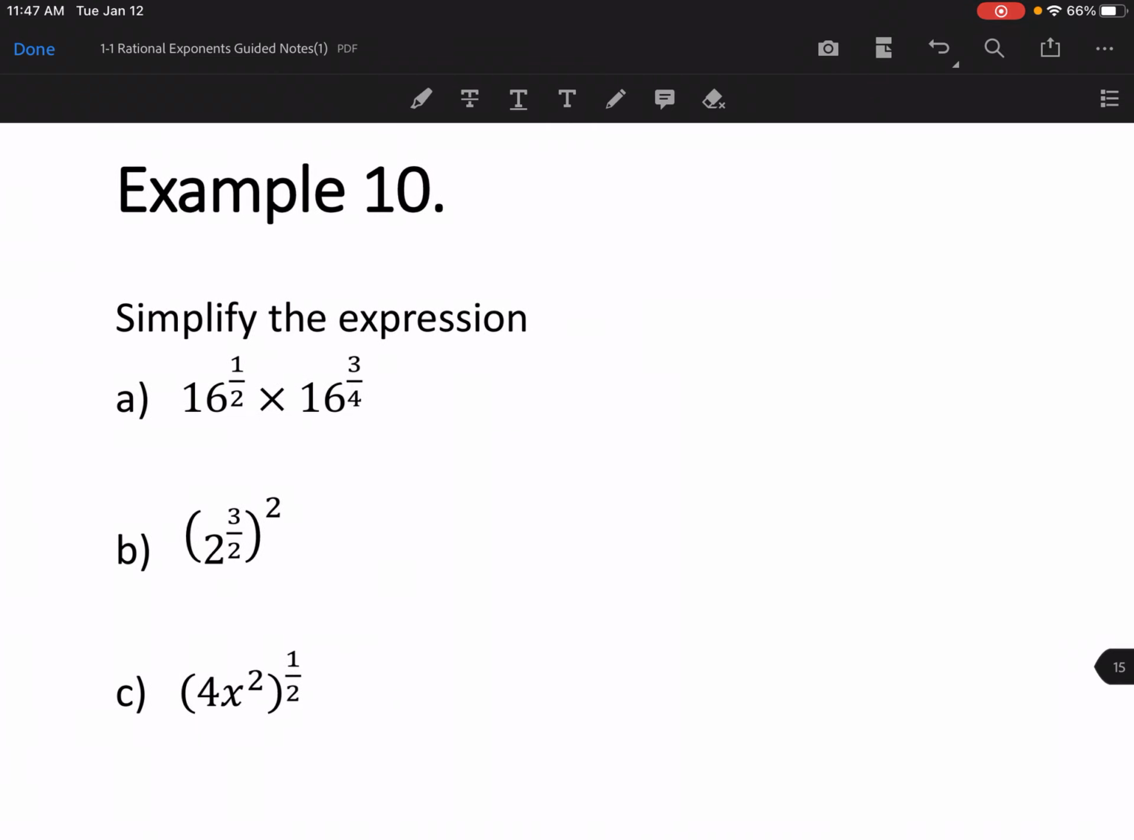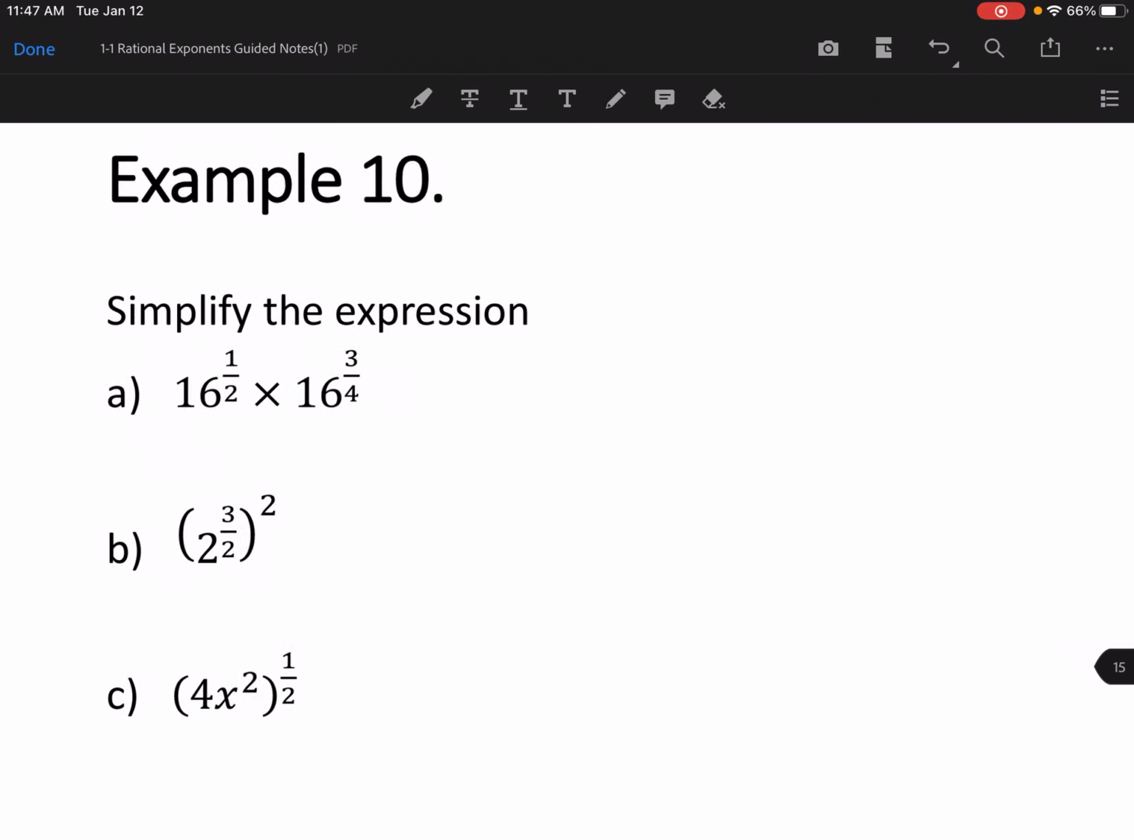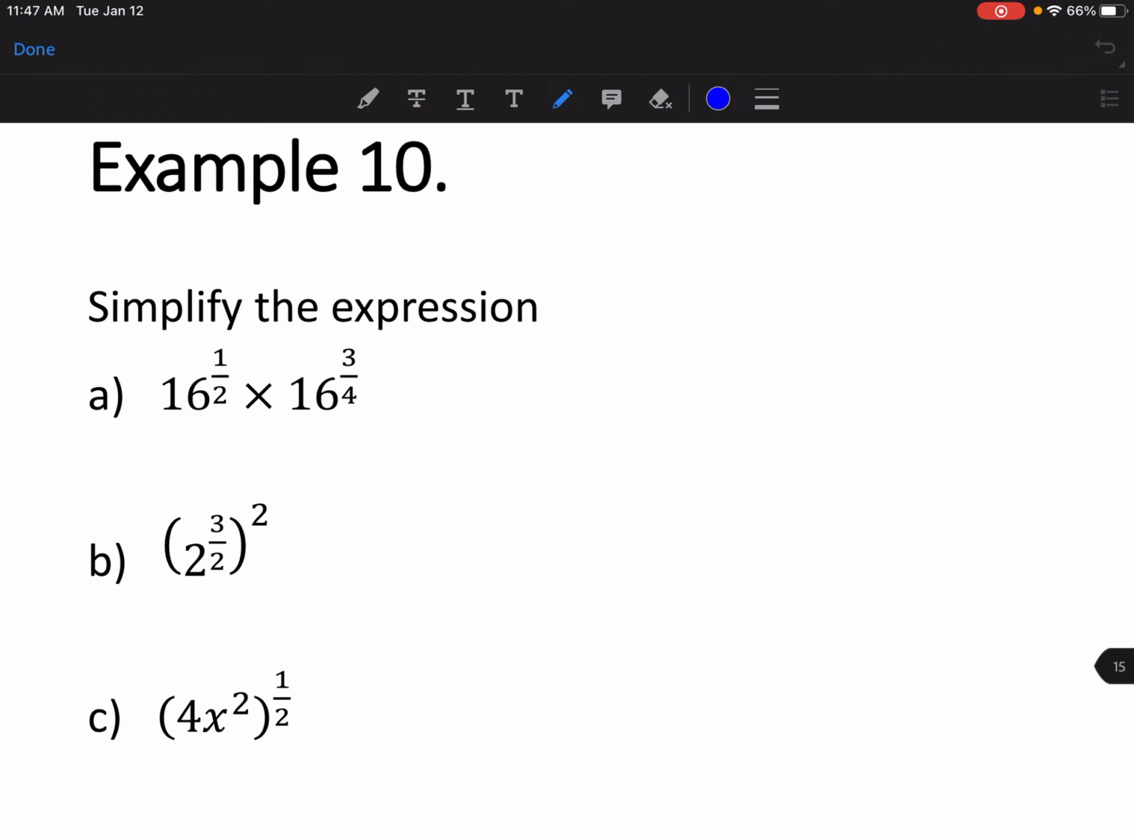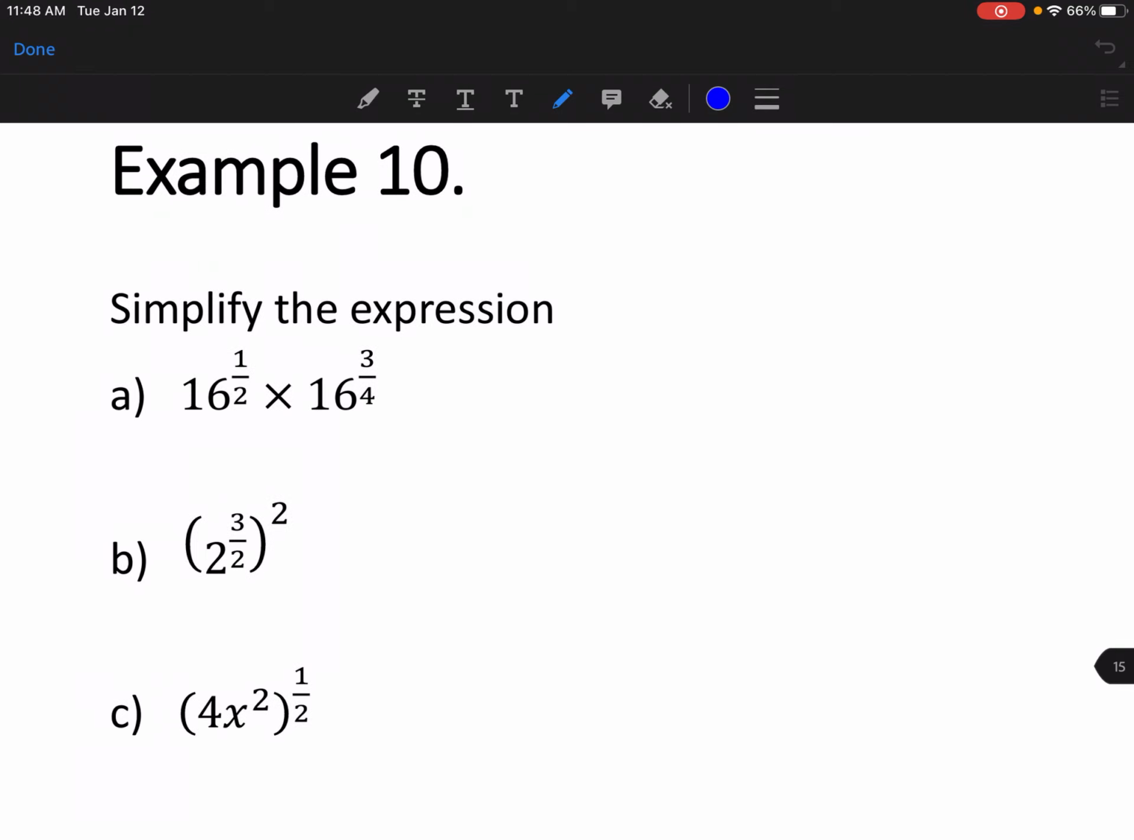All right, example 10. We looked at these examples before, but here are some more examples on how to do this. If I have 16 to the 1/2 times 16 to the 3/4, when I multiply two bases that are equal, meaning they are the same, then I can add their exponents. So this is 16 to the 1/2 plus 3/4.